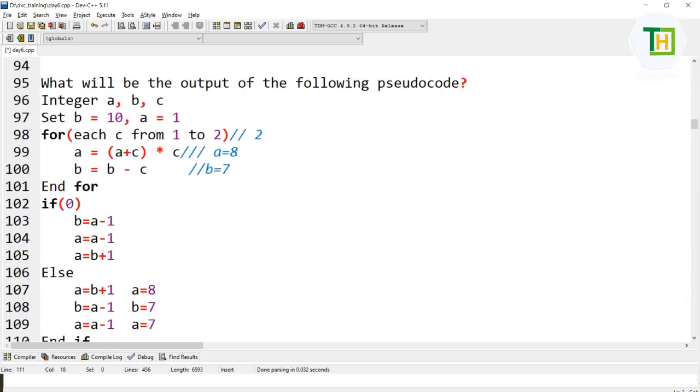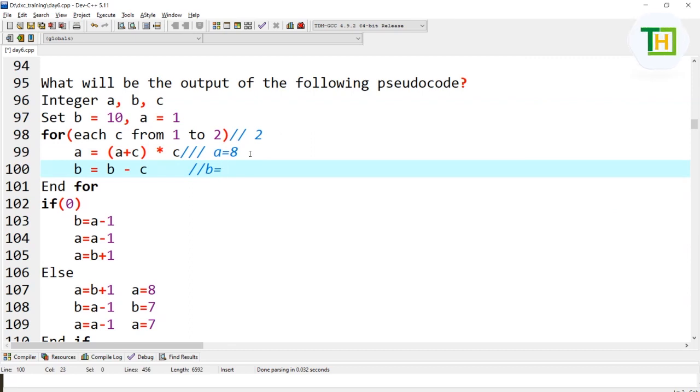C is 1 and 2. And 4 into 2. Finally, first of all, A is equal to A plus C, that is 1 plus 1 into 1. 1 plus 1 is 2. 2 into 2 is 2 into 1 is 2. And here it is going to be 9. And then again it is repeated. Then 2 plus 2 is 4. 4 into 2 is going to be 8.